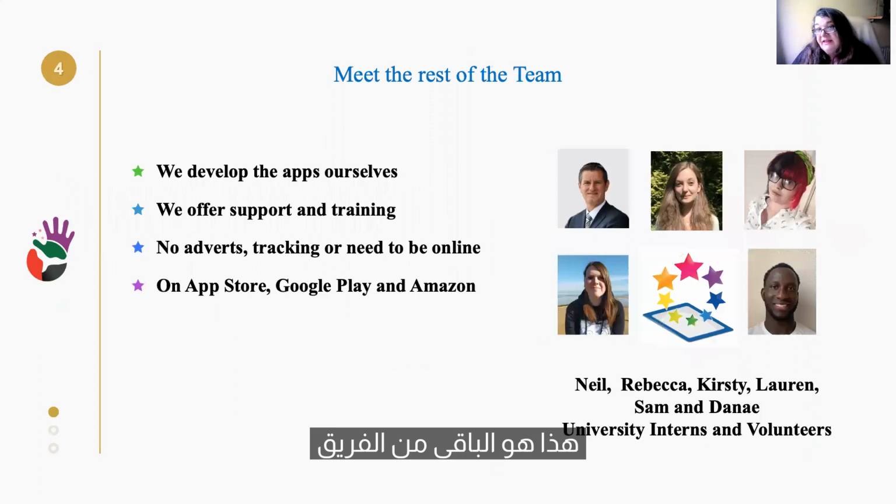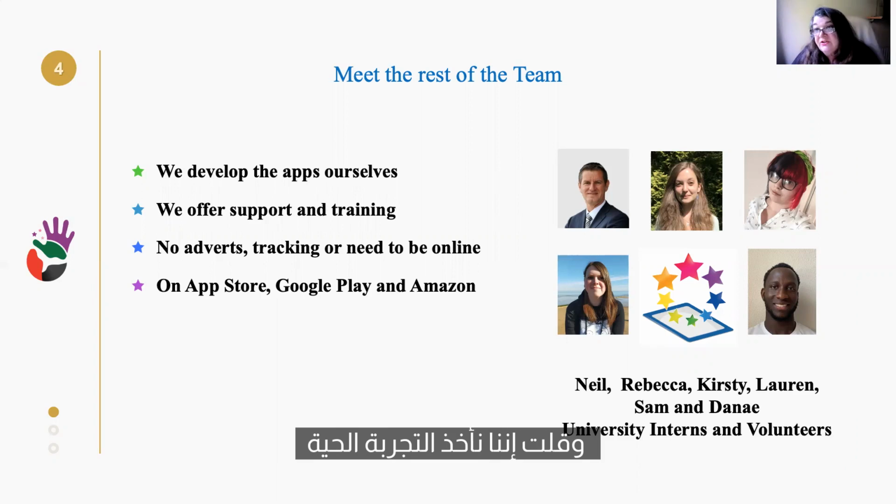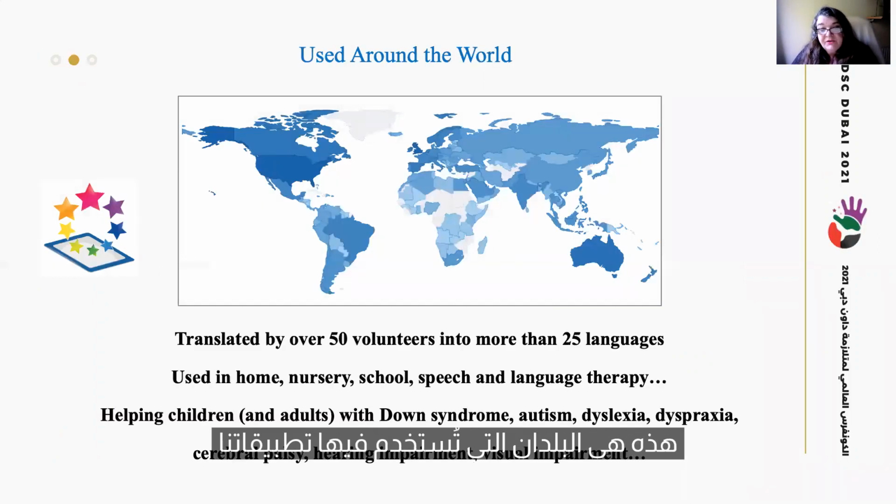So this is the rest of the team. We're based in the northeast of England and we create apps ourselves. We do not have any adverts or tracking, and there's no need to be online. And as I've said, we take our lived experience of supporting William and put that in the apps that we develop. So these are the countries that our apps are being used in.